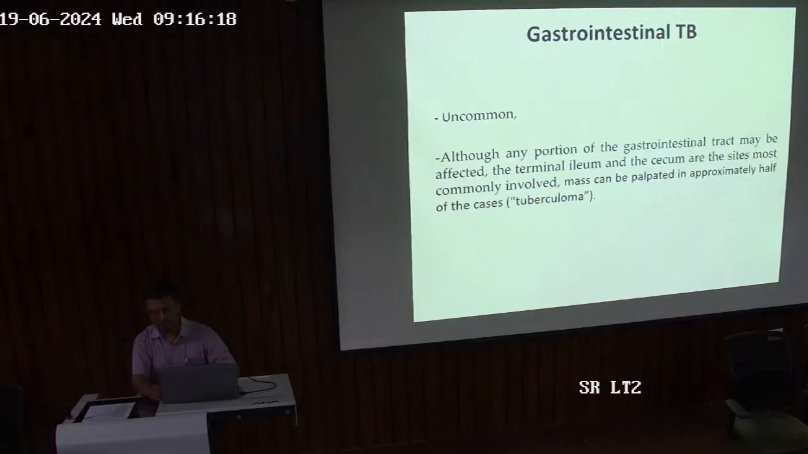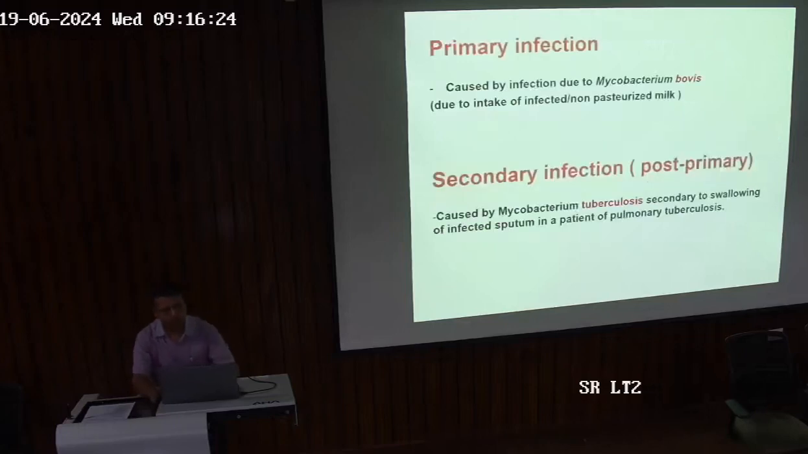So the most common is pulmonary tuberculosis, and because of the stigma of spitting outside, the person generally swallows the sputum, and that sputum has mycobacteria in it, and that infects the GI tract. So that is the secondary infection caused by Mycobacterium tuberculosis. So the organism is different in primary and secondary. Primary is mainly bovis and secondary is mainly Mycobacterium tuberculosis.